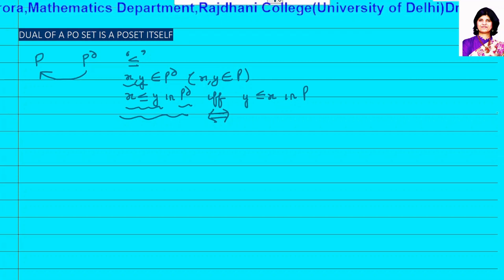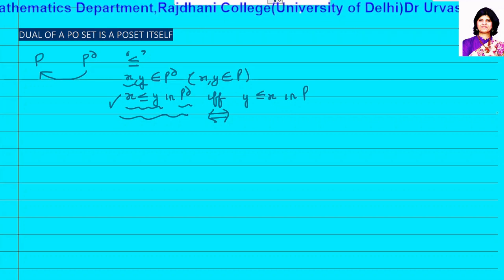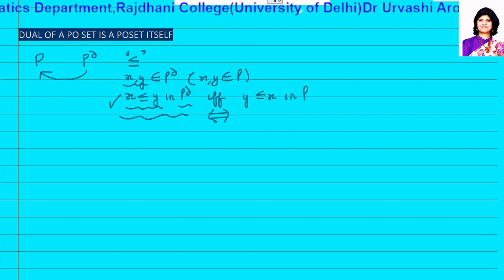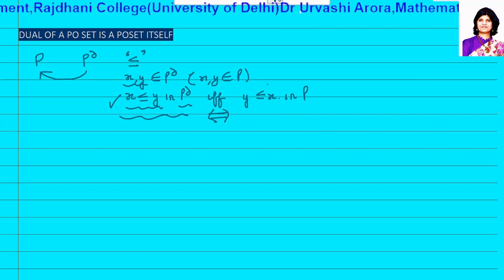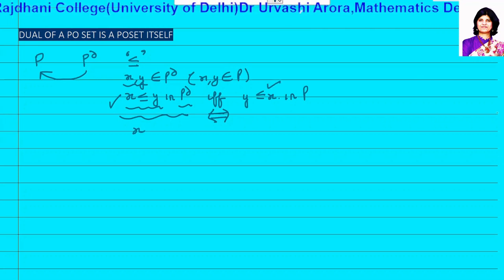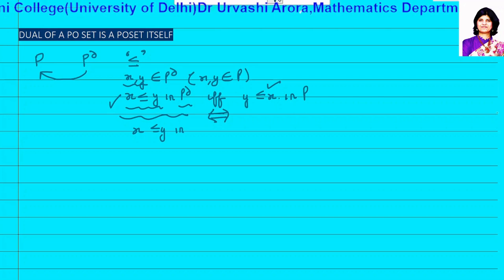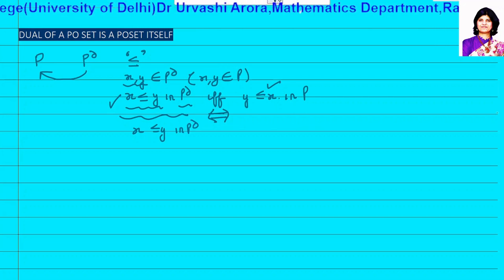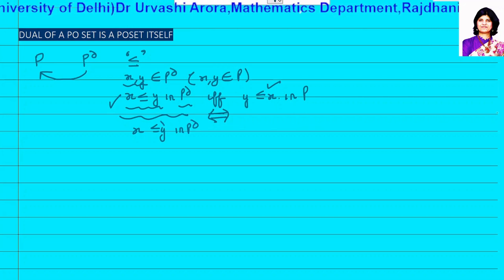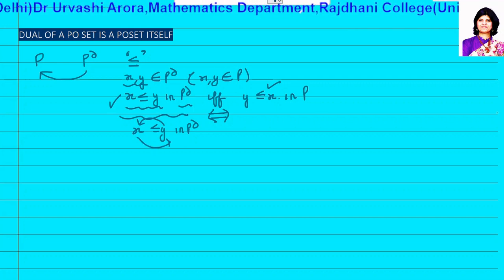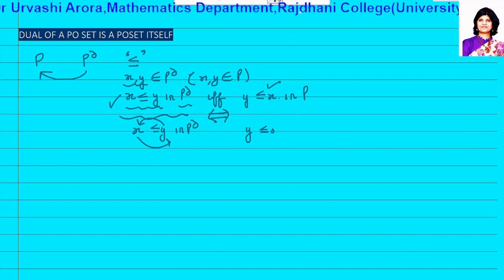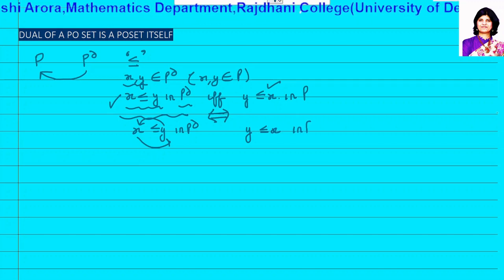So if x is related to y in P dual, then the opposite will happen in P, which means that y would be related to x in P. So if x less than equal to y holds in P dual, then the opposite relation will hold in P, which means that y will come on this side and x will come on this side in P, which means that y would be related to x, the opposite relation would hold in P.